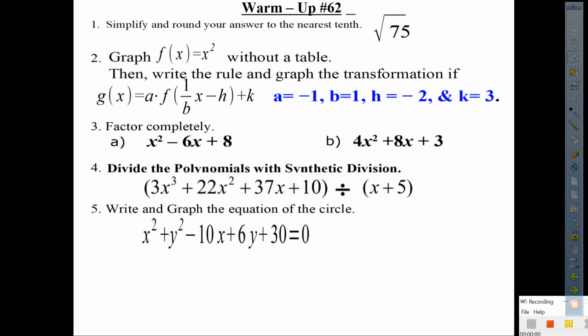Number 3, factor completely. Part A is x squared minus 6x plus 8. Part B, 4x squared plus 8x plus 3. Number 4, divide the polynomial with synthetic division: 3x cubed plus 22x squared plus 37x plus 10 divided by x plus 5. And number 5, write and graph the equation of a circle: x squared plus y squared minus 10x plus 6y plus 30 equals 0. Copy that, and I'll give you some time for that. And go.